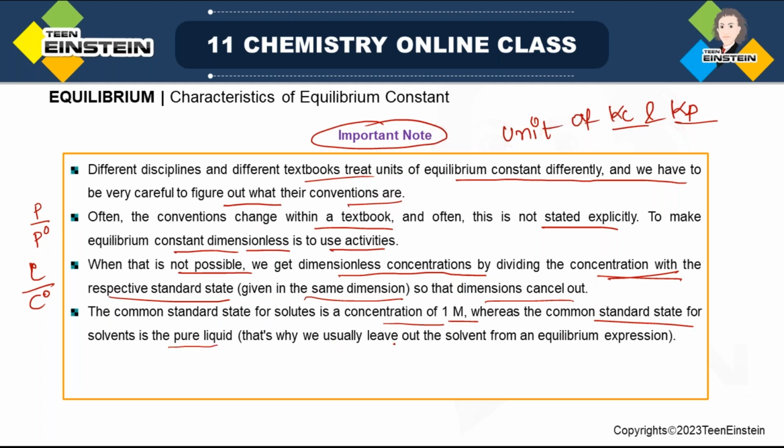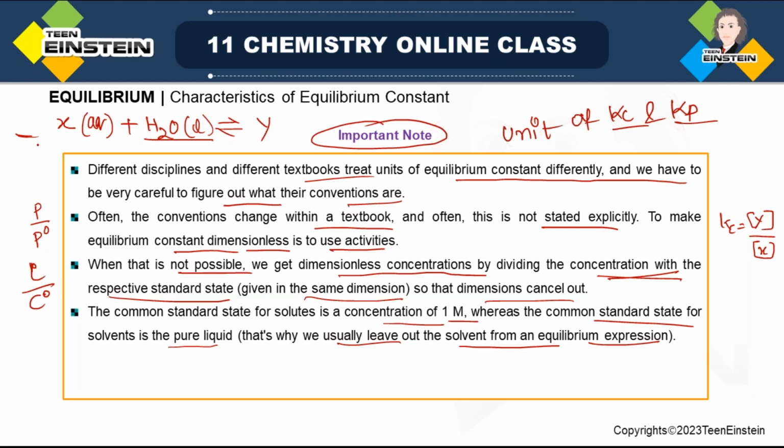So you will see whenever any solvent is mentioned, we do not use the solvent in the equilibrium expression. Suppose I am writing X in aqueous state plus H2O, which is basically the solvent and it is liquid, and we are getting product Y. In this case, when you write the expression for Kc, it will be the concentration of Y divided by the concentration of X. We do not use the solvent. That's why you usually leave out the solvent from an equilibrium expression, because it is present as a pure liquid. Similarly, even if you have any reactant where the physical state is mentioned as L, then also don't write it in the equilibrium expression.